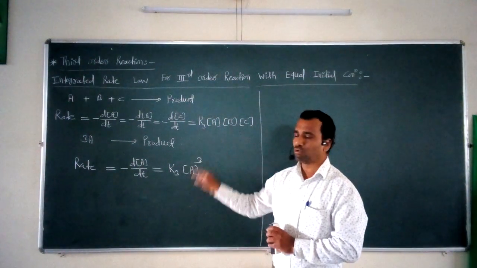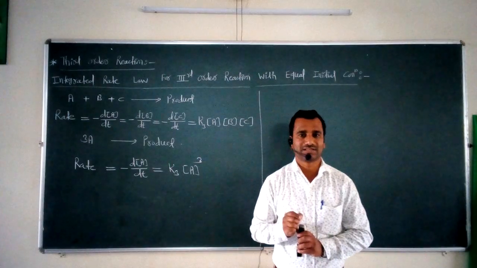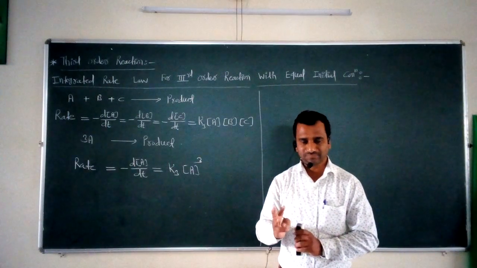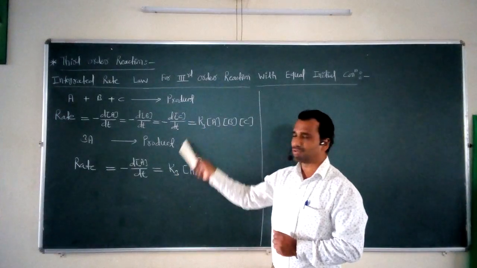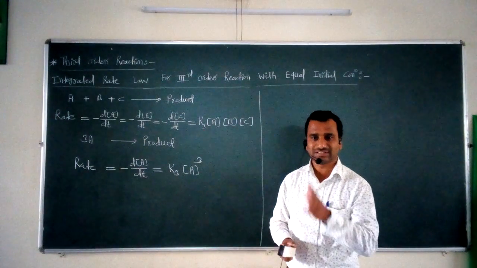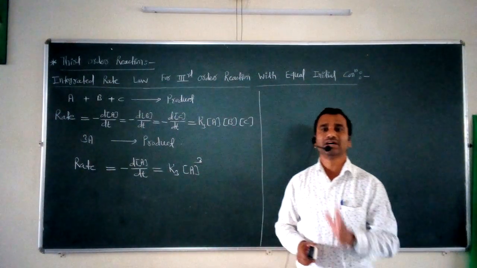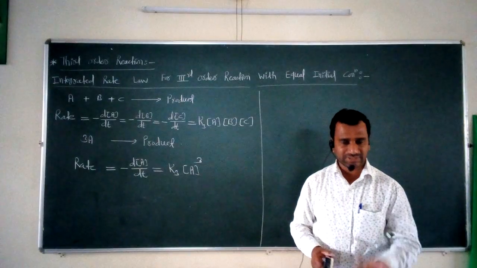So these are the two possible general chemical reactions whose order is equal to 3. Now both these reactions are there and their respective rate equations are there. So this is the general concept called the third order reaction. So what is meant by third order reaction?